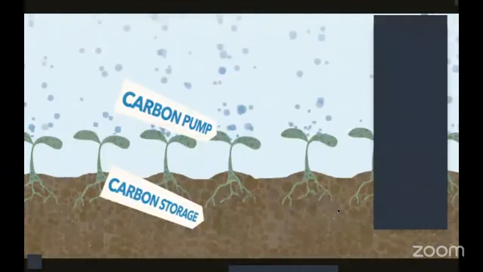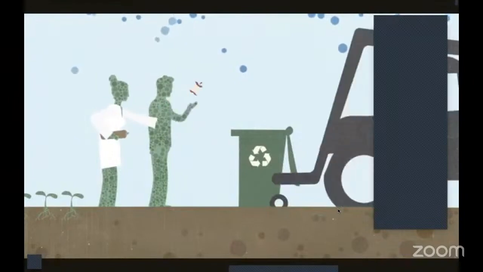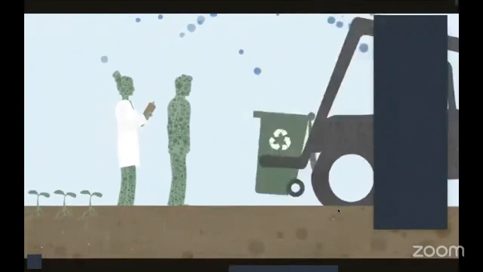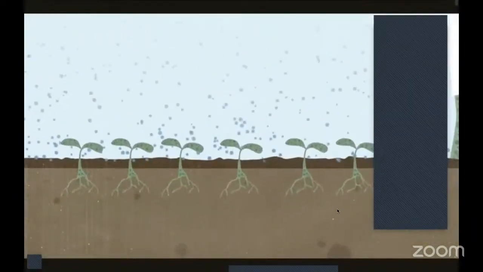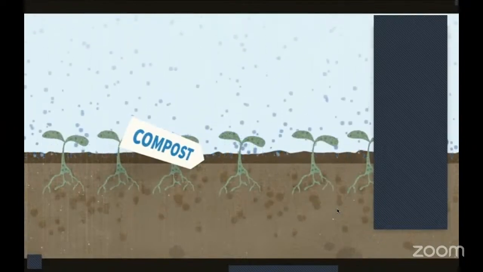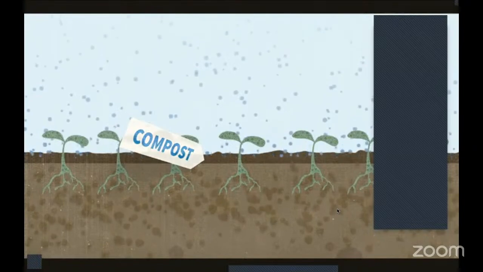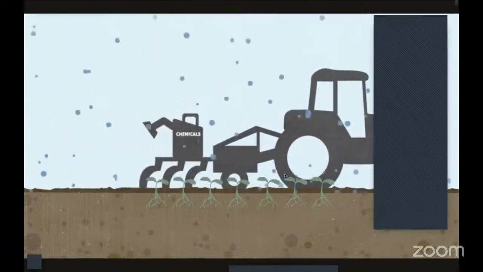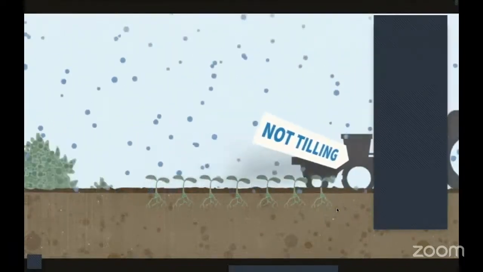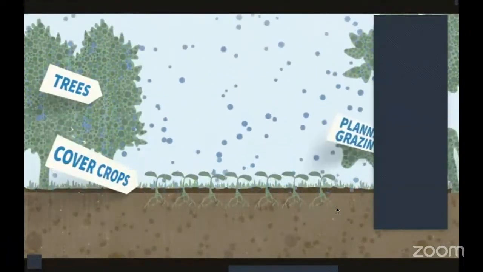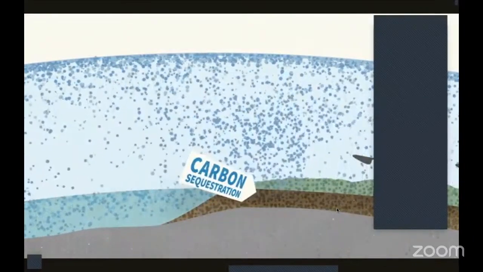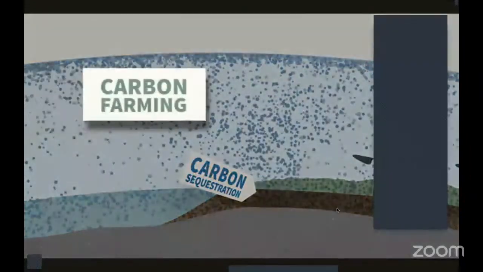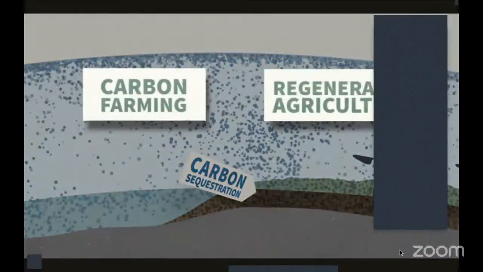Nature's living technology is amazing. Scientists have recently discovered that applying a thin layer of compost can help regenerate healthy soil, setting up an ongoing feedback loop that brings more and more carbon into the soil each year. Together with other regenerative practices like not tilling the soil, planting trees and cover crops, and planned grazing, we can build and retain billions of tons of soil carbon. This is carbon farming. This is regenerative agriculture.